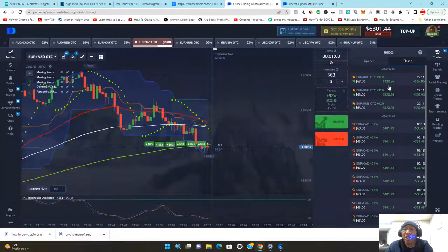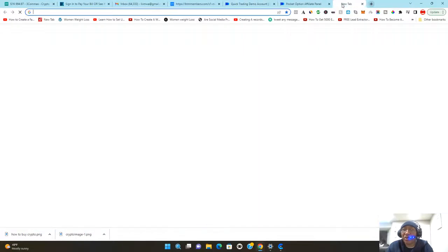Today, I have just taken 3 trades here. You can see today's date. I took these 3 trades about 5 minutes ago, and they were all in the money. So basically, I made a profit of 57.96.